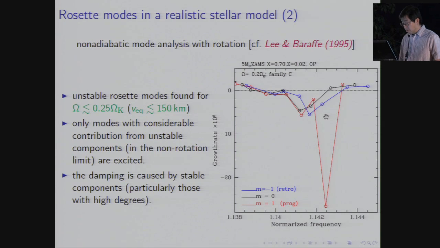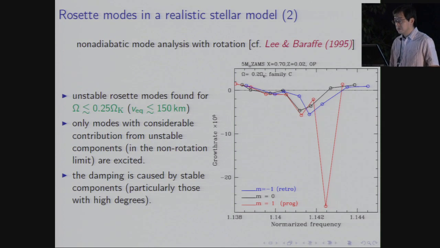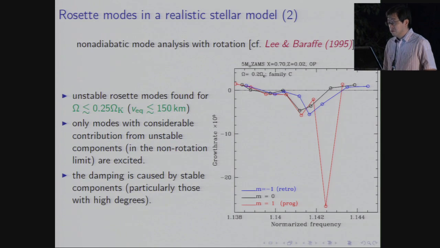The reason for this difference is rather easy to understand. Stable modes have large contribution from high-degree components, which suffer from significant radiative damping, whereas unstable modes are not affected by such high-degree components.